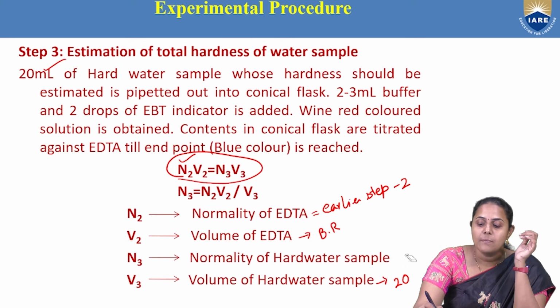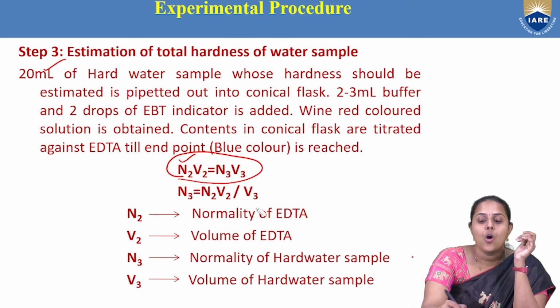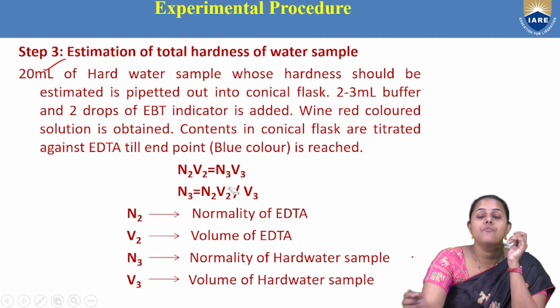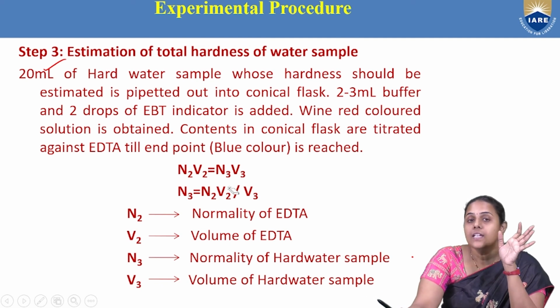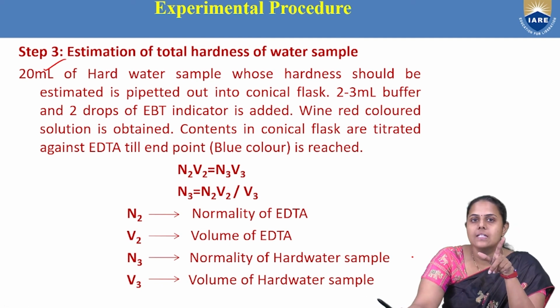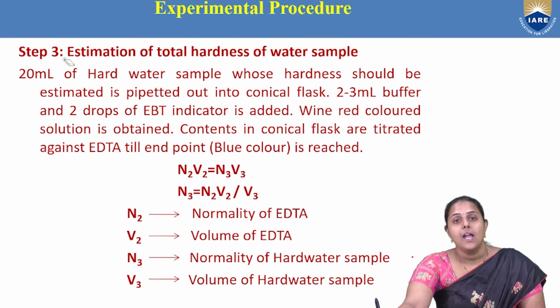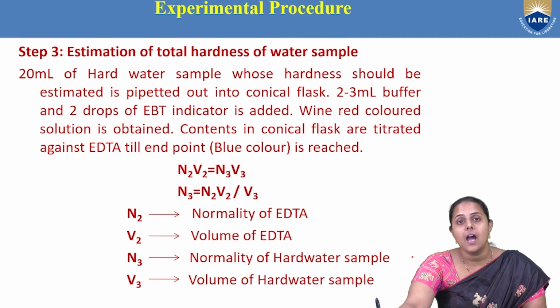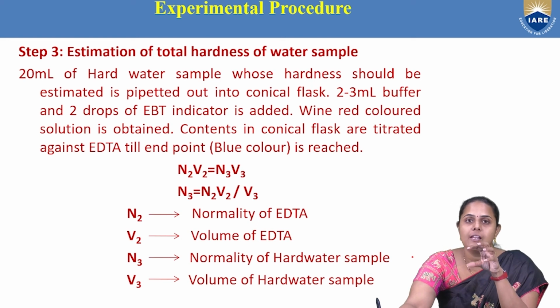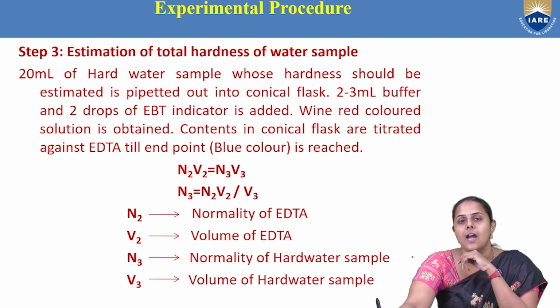Here, normality of hard water means the concentration of hardness of water we are calculating. Here hardness means total hardness, that is temporary and permanent hardness. The concentration of the total hardness of water is calculated. Now, I want to calculate permanent hardness and temporary hardness both separately. I don't want the combined value. I want the separate values of permanent hardness and temporary hardness.